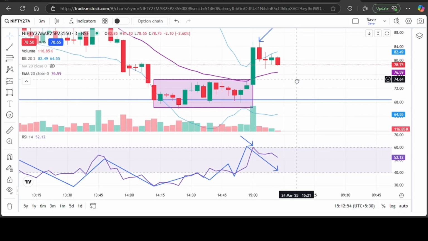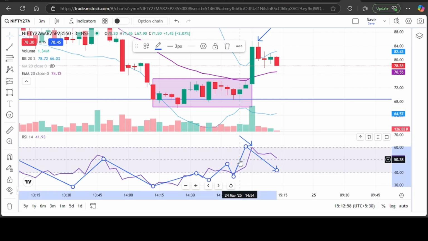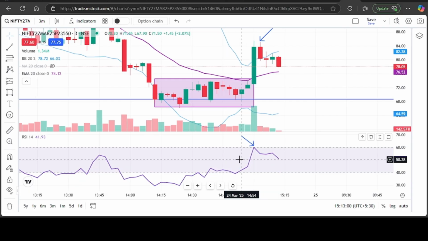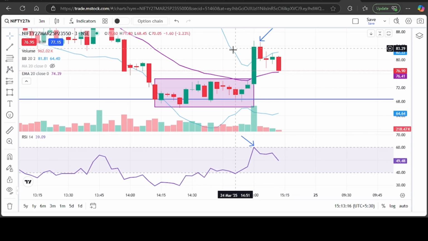So I hope you have understood what I have just explained. This is the same example that I have given in multiple different ways in different markets, in Nifty futures and Nifty options. And this is a 3-minute time frame. The upper limit is 60, the lower limit is 40. And this is exactly what you have to do.